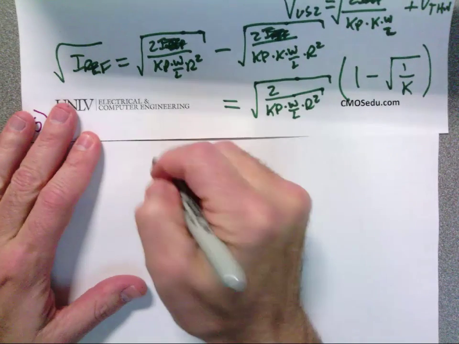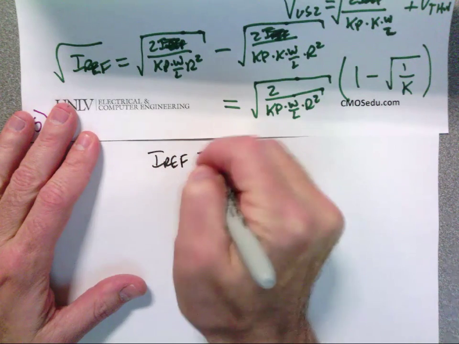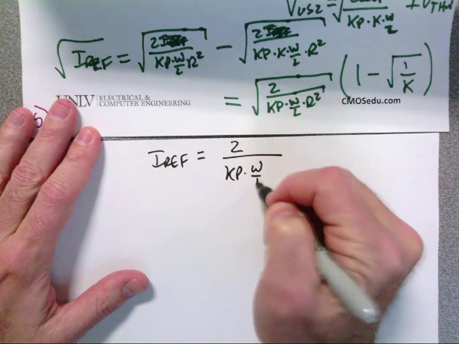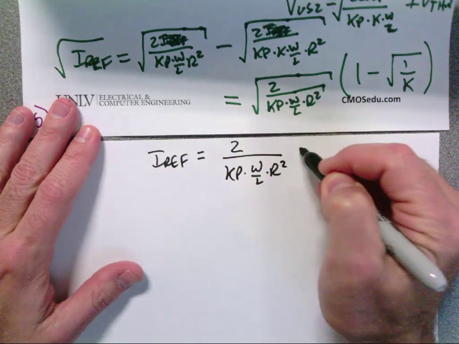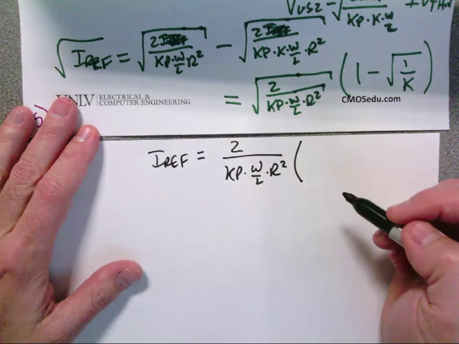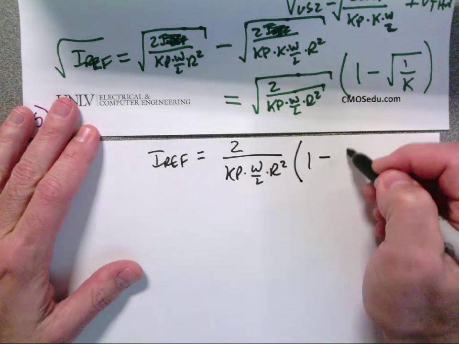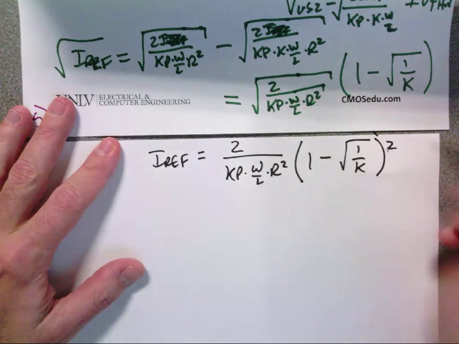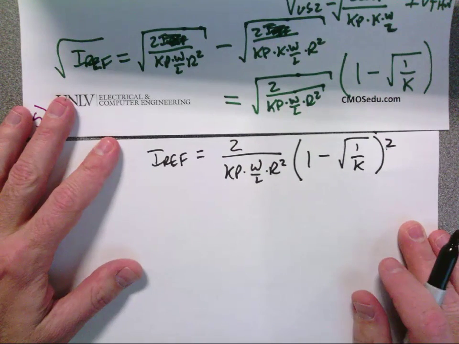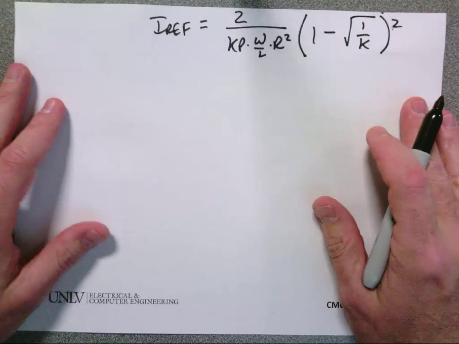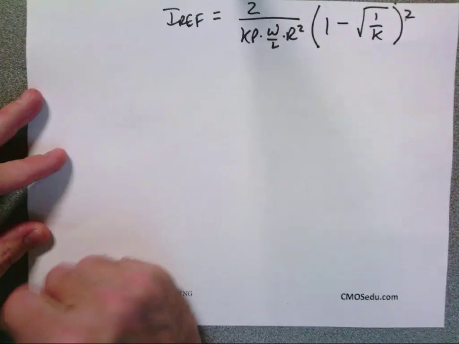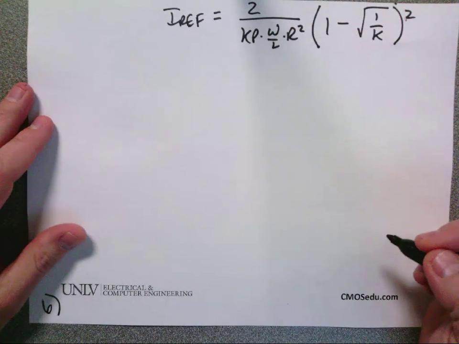And then I'm going to write Iref is equal to 2 over Kp times W over L times R squared times 1 minus the square root of 1 over K, squared. Oh, we got so much here that we need to make sure we understand. So this is the basic equation.